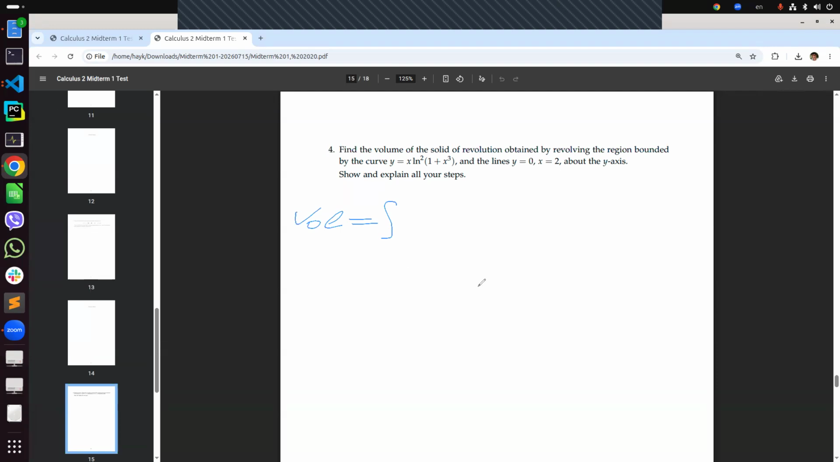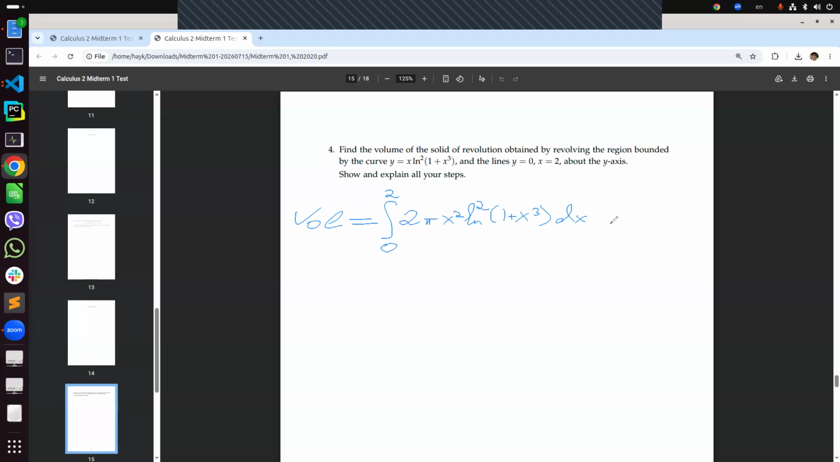It is 2 pi x times the top function minus the bottom function. Okay, now we have only one function, so no need to subtract. 2 pi x multiplied with f of x. So multiplying with f of x, we'll get here x squared logarithm squared of (1 plus x cubed) dx. What about the bounds of this integral? We saw it is from 0 to 2.